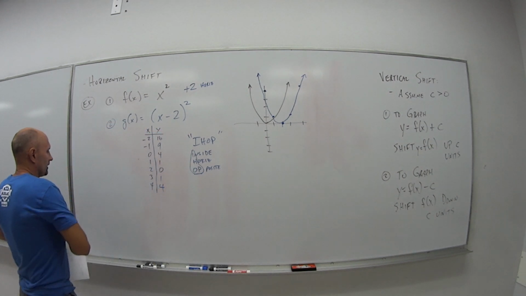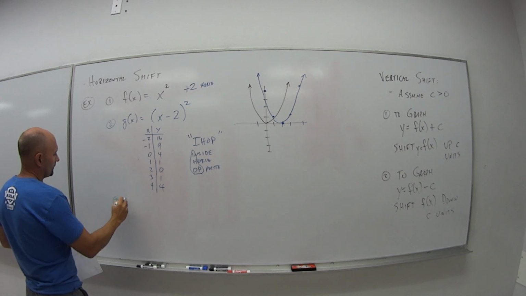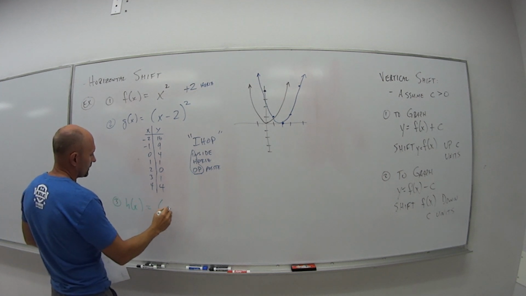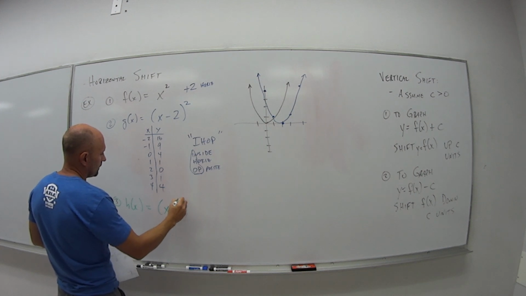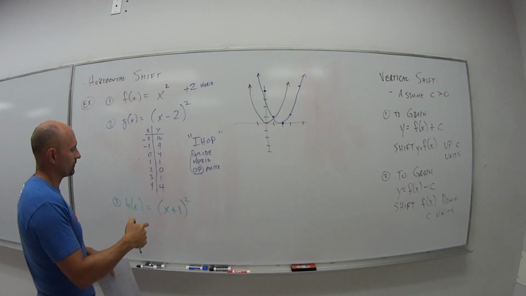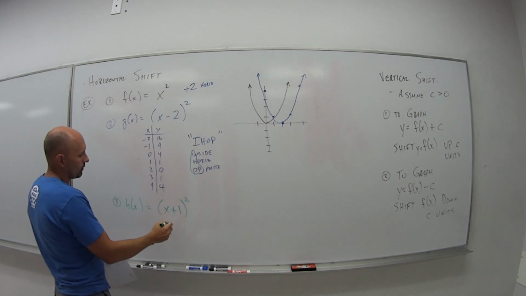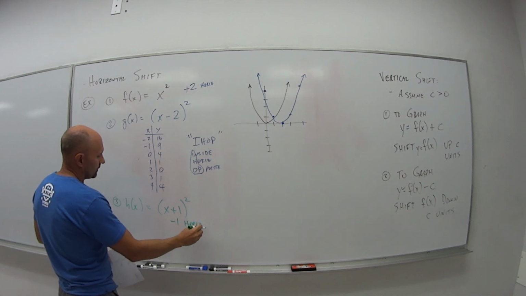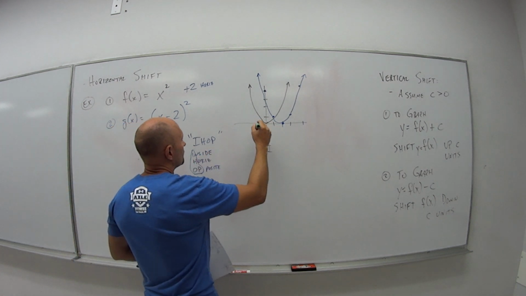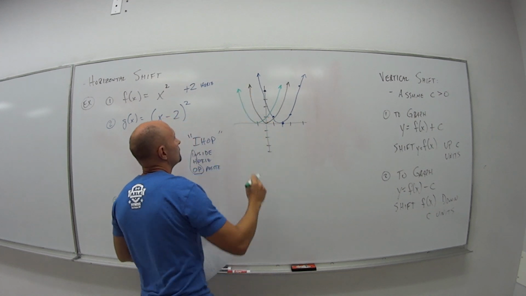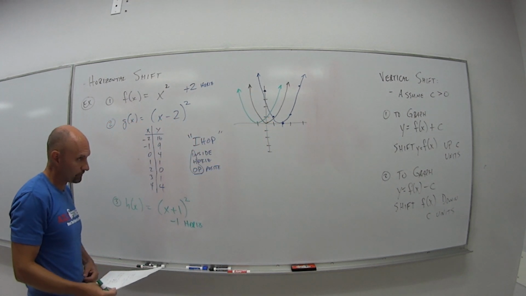So again, let's look at another example. Let's say I have h of x is equal to x plus 1 squared. IHOP, inside, opposite of what I see. So now this is going to be negative 1 horizontal shift, which means 1 unit to the left, but it still looks like the parabola. It just got shifted over to the left.